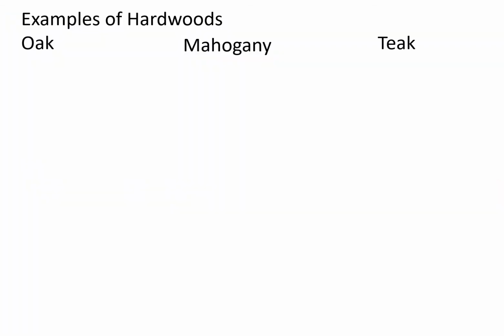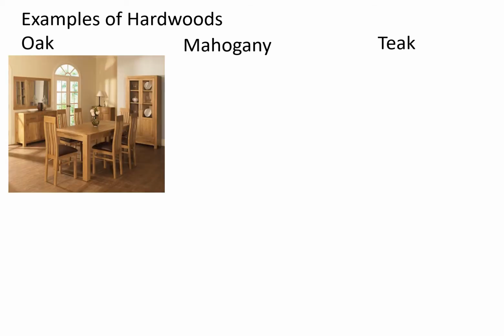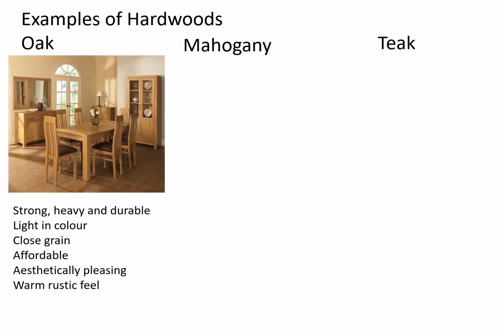Here are some examples of hardwoods. Oak. Oak is a strong and heavy type of timber. It is also very durable. It's light in colour, it's got a very close grain, but does look aesthetically pleasing. It's affordable in price and gives a warm and rustic feel. It's mainly used on indoor furniture, but can be used outside if tannalised.